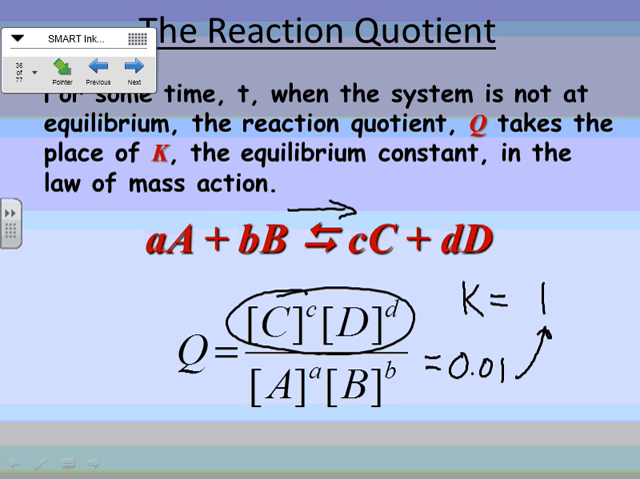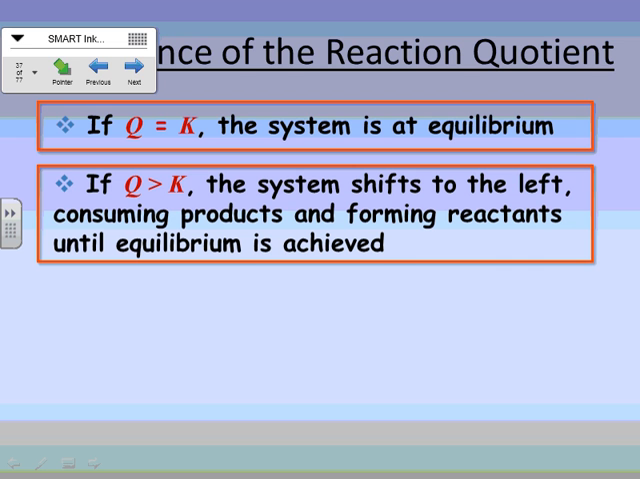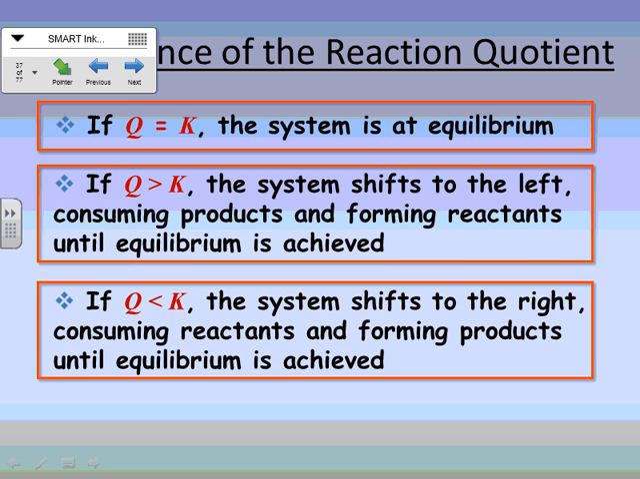What if Q is equal to K? We're at equilibrium, okay? So we're already there. So Q equals K, the system is at equilibrium. If Q is greater than K, then the system's going to shift to the left, okay, to make our reaction quotient smaller until Q equals K. And then if Q is less than K, then the system is going to shift to the right, okay? So again, hopefully that makes sense. Once we show a couple examples of this, I think it'll start to make more sense.